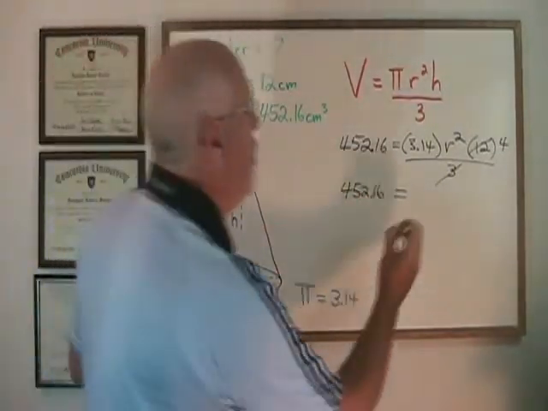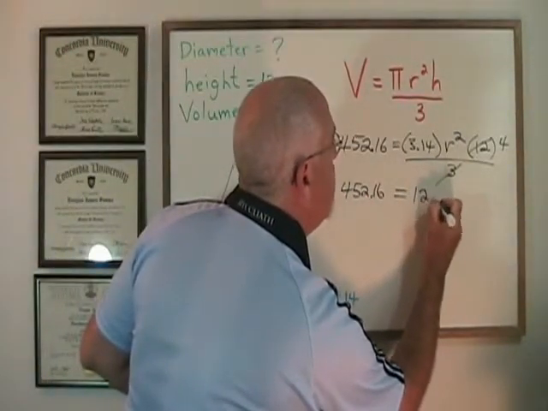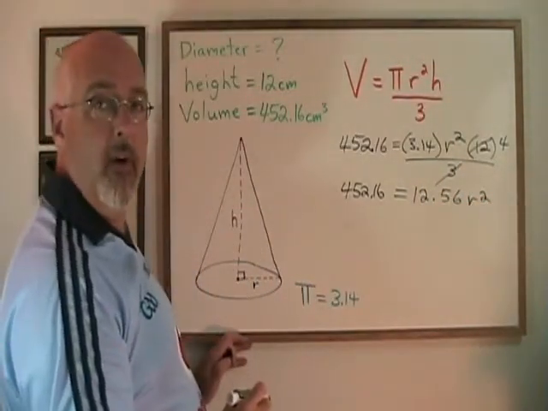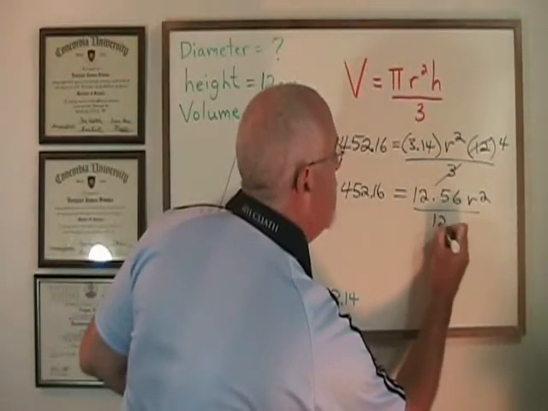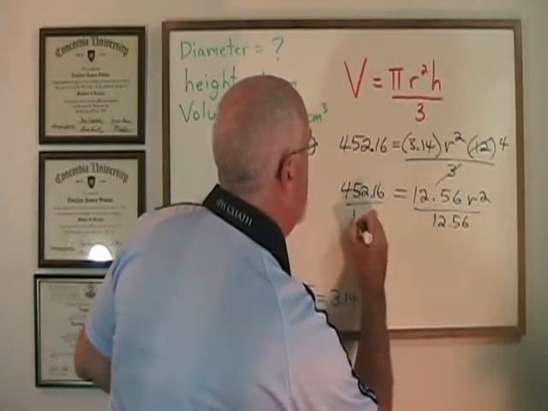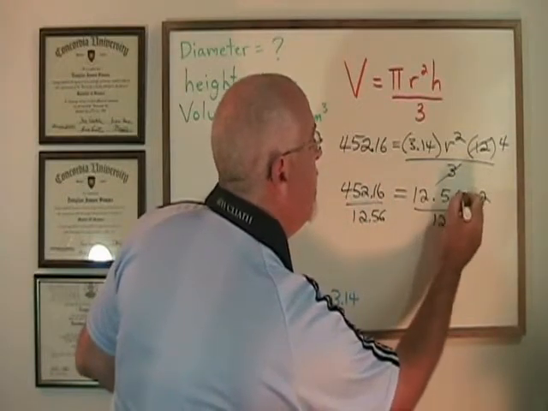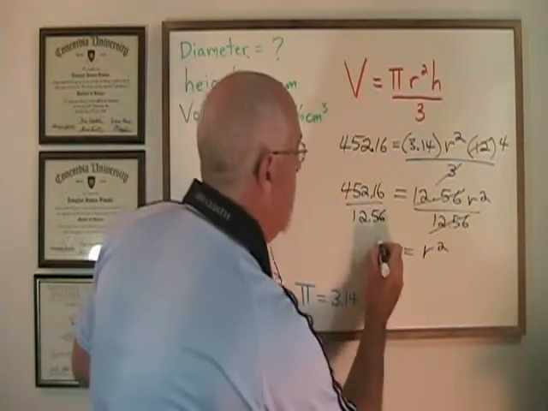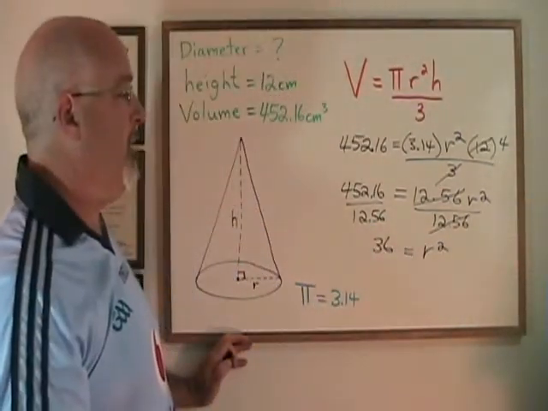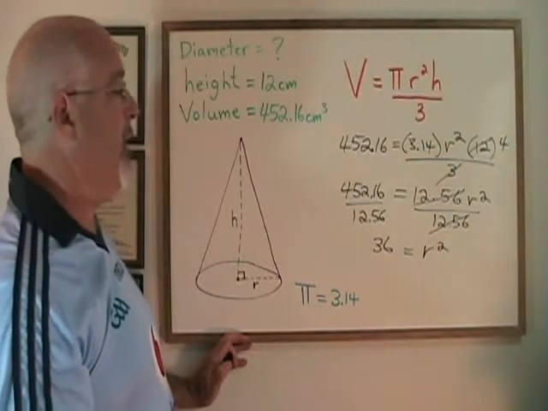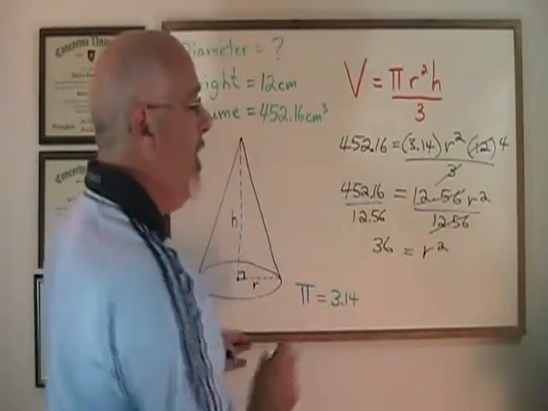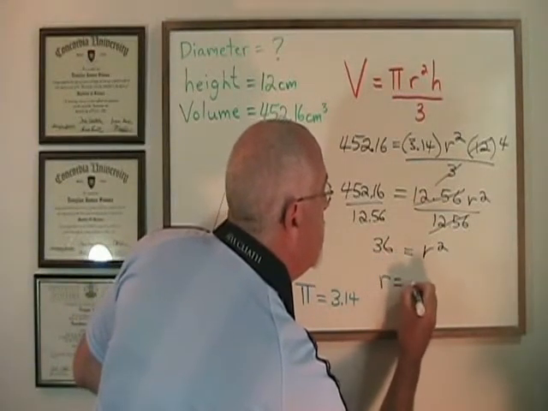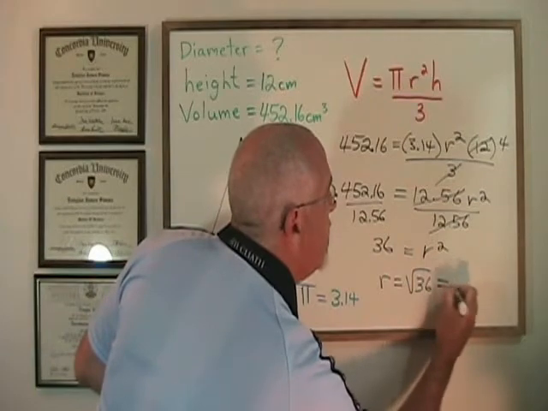4 times 3.14 is going to be 12.56. The R squared is still there. Now we have to divide both sides by 12.56. These cancel. R squared is isolated and is equal to 36, which is the result when you divide 452.16 by 12.56. We need our R, not our R squared, so if R squared is equal to 36, R is equal to the square root of 36, which is 6.